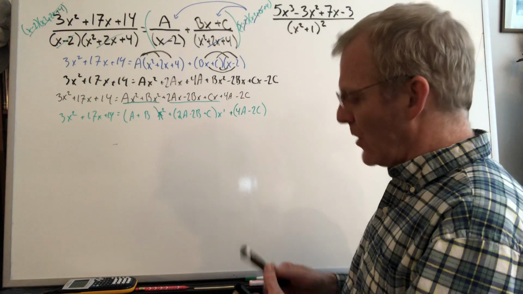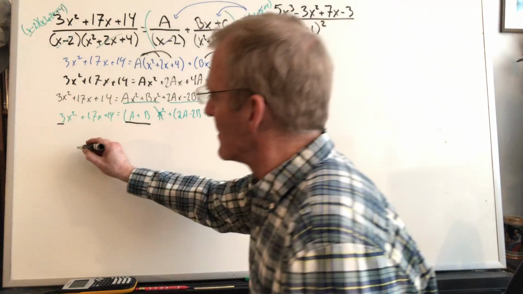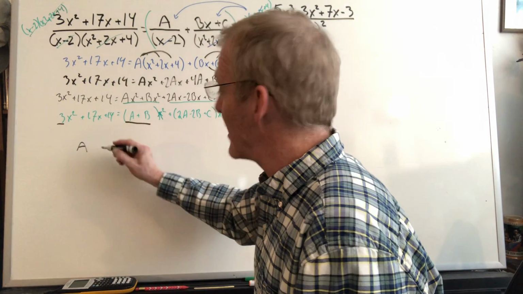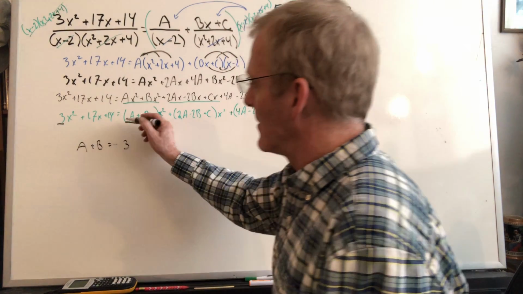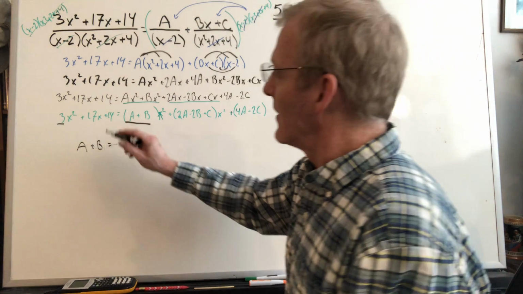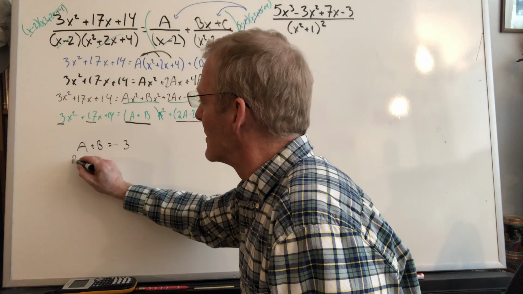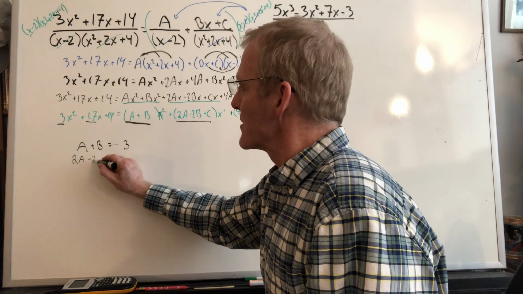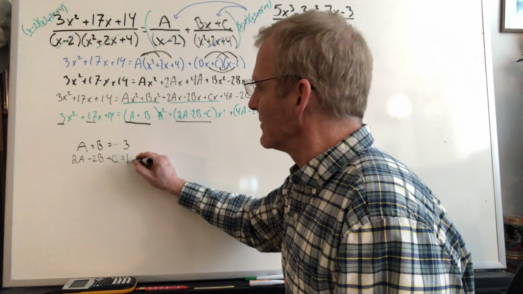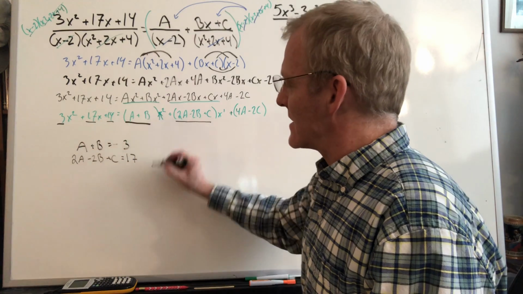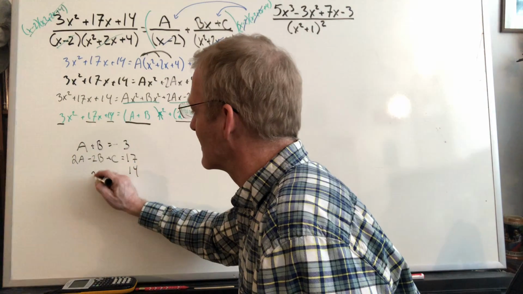So what do we do with this? Well, we realize the 3 equals the a plus b. So here we go with our linear system of equations. a plus b equals 3. That's not a minus, that's a mess up on the board. 17 equals this part. 2a minus 2b plus c equals 17. And then finally, the 14 equals that part, 4a minus 2c.